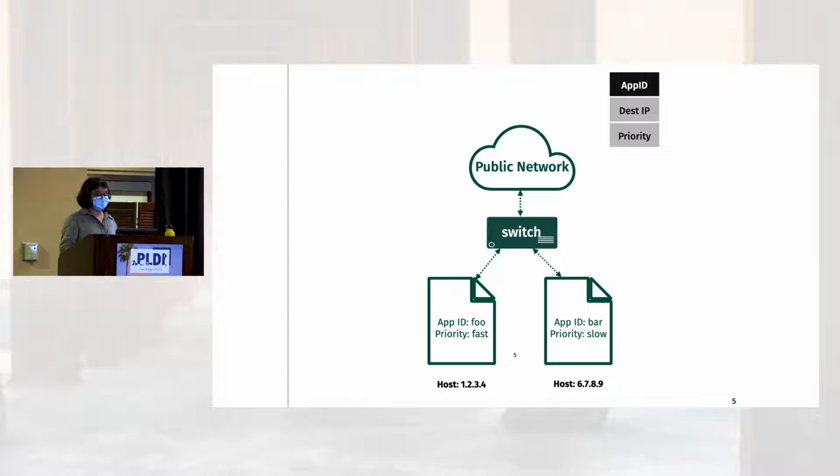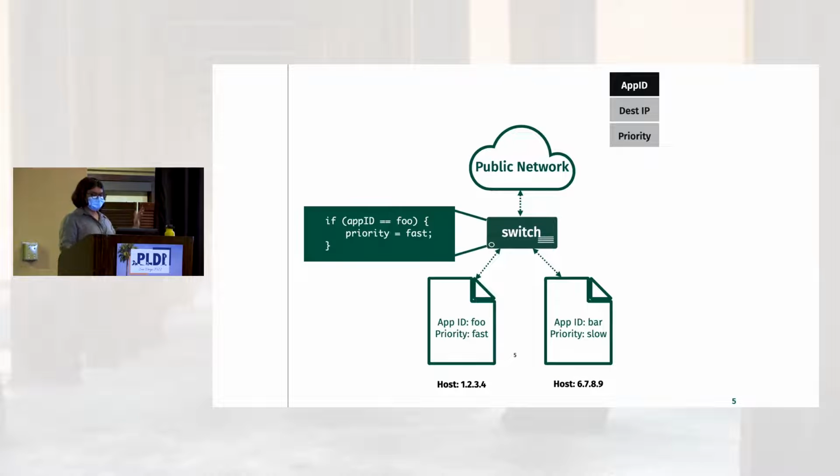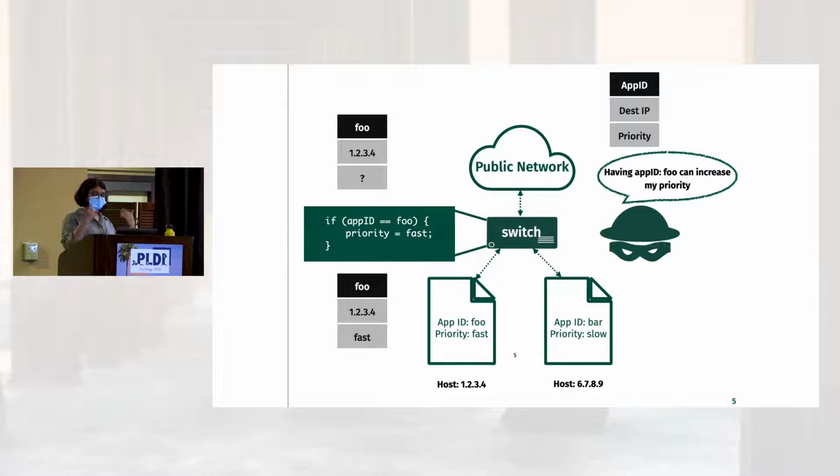Now, to implement this, a network operator comes up with a custom packet header definition that includes fields like application ID, destination IP, and priority. Consider a possible implementation of this logic where you are trying to increase the priority and setting it based on the application ID. Now, you can have an attacker, and the attacker would observe that foo's packets have their priorities increased. Well, that's fine. Bar's packets do not have their priorities increased.